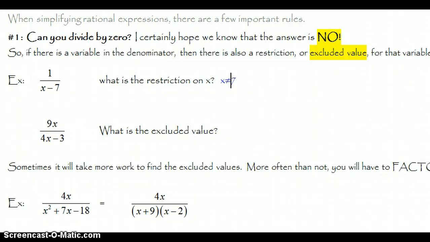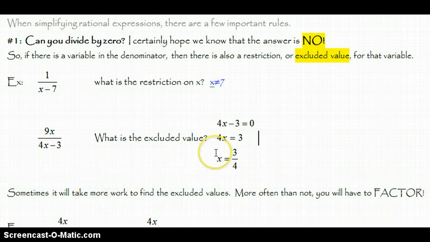So now you try. What would be the excluded value here? What would it take to make this denominator equal to 0? Hopefully you were able to get 3/4. If we check it out, 4x minus 3 is equal to 0. And then we add 3 to both sides, getting 4x equals 3. And our final step would be to divide both sides by 4. So x is 3/4.